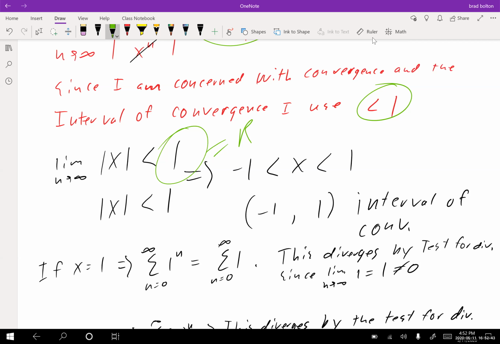Okay, but if it was like 2x, then our radius of convergence would have been 1/2, because we would have needed to divide the 2 over. Okay, so this is one way that you can deal with radius of convergence.